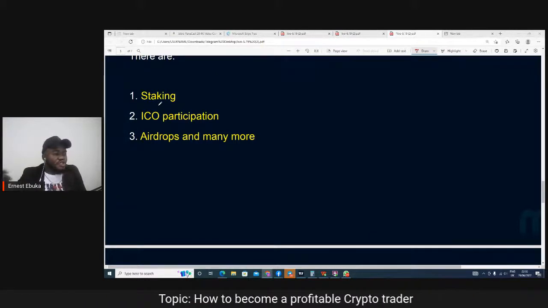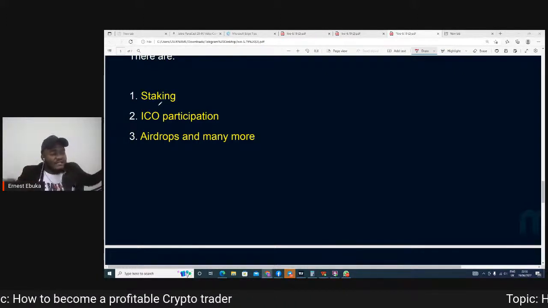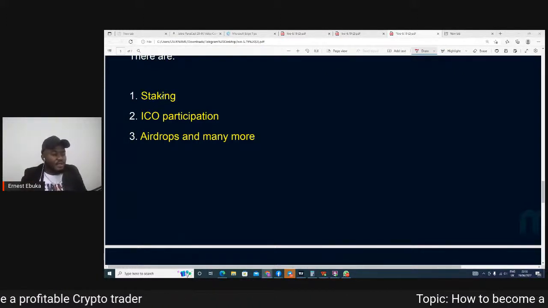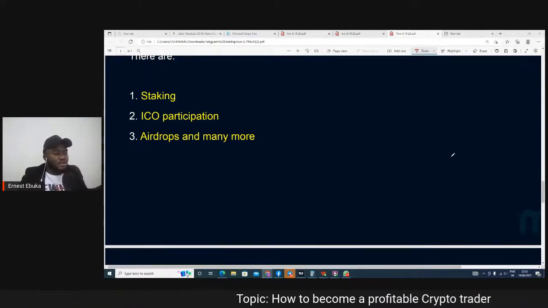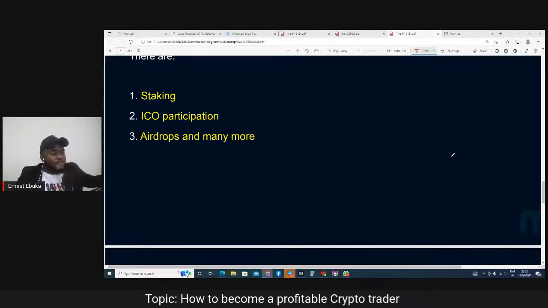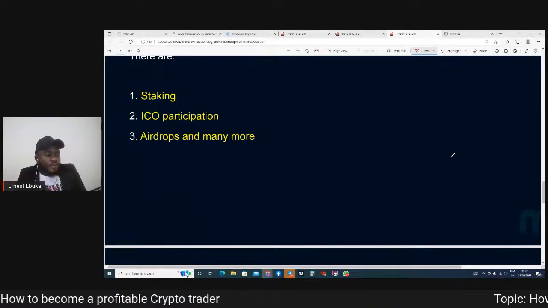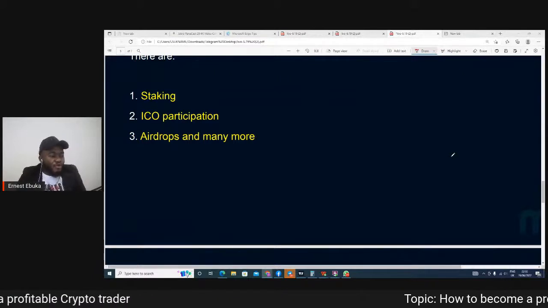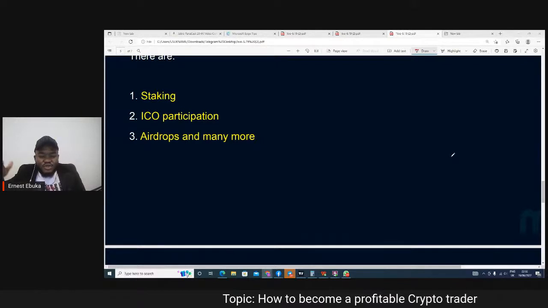Okay, they don't just trade alone. So you have to diversify your investment. Do this one and this one, do this one and this one. Stake some amount of money you have, stake some of your portfolio, then trade some. With this, you will be a profitable crypto trader. If this one doesn't work, this one is going to work.